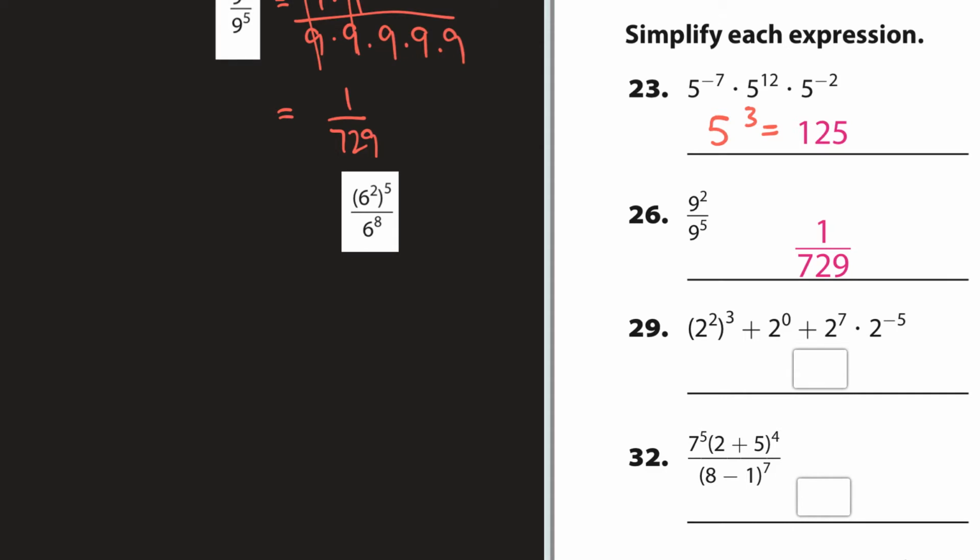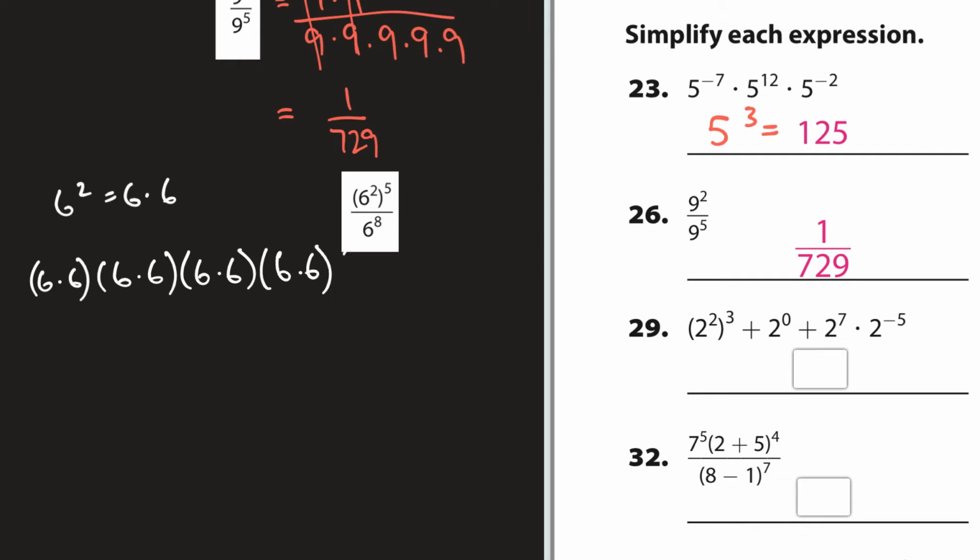We can have, I'll put it in white here. So 6 squared means you have 6 times 6. And so if you have 6 squared, so 6 times 6 in parentheses. And this one right here tells me I have to do it 5 times. So there's 1 time. And here is 2 times, 3 times, that's 4 times, 5 times.